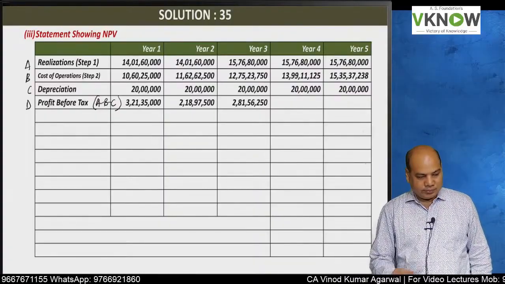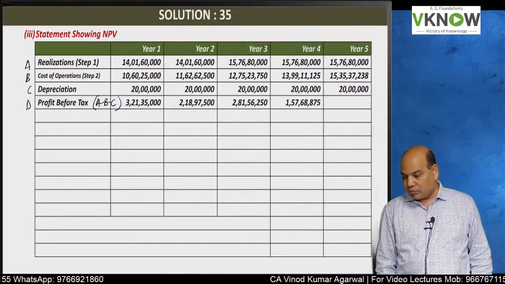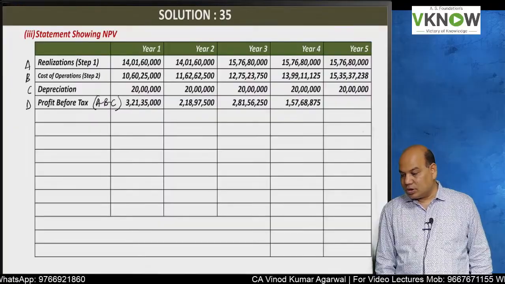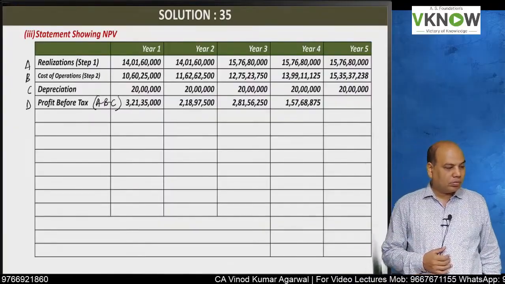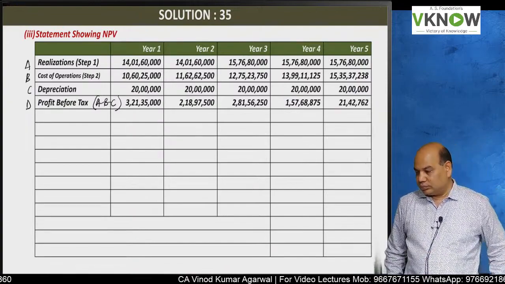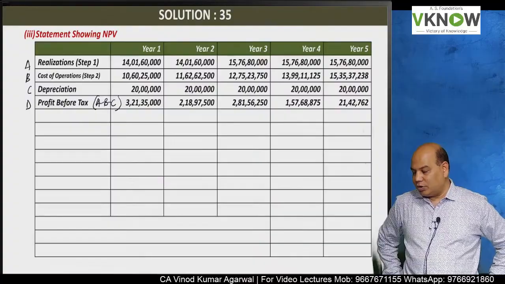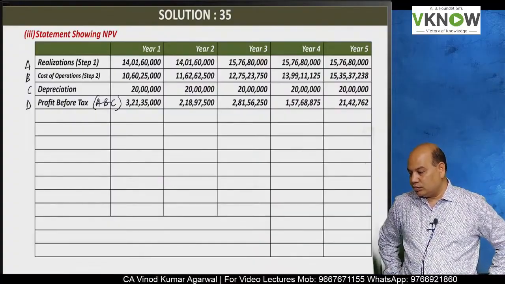Year 4, yes, 157, 68, 875. Come on, year 5. Year 5, 2142, 762.